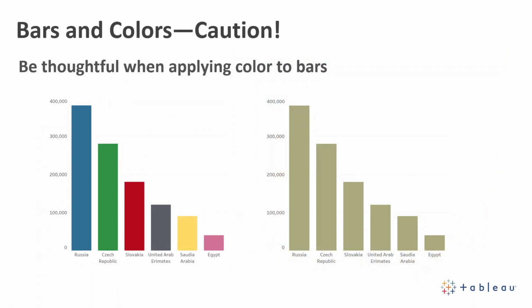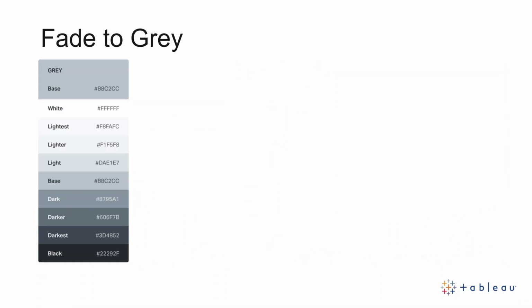So here on the left, we have double encoded our data. The bars have different lengths per country and different colors. Double encoding the data can be problematic because there is no real meaning attached to the color. So the colorful bar chart causes our brain to try to understand the meaning of the colors, whereas a neutral color on all the bars, like on the right, would be a better solution.